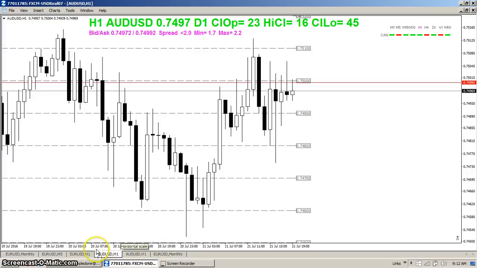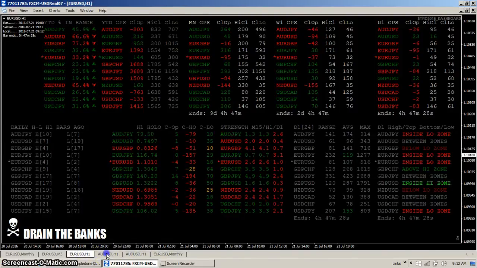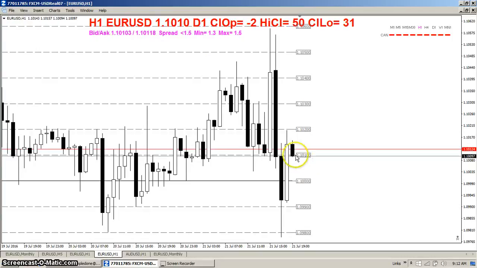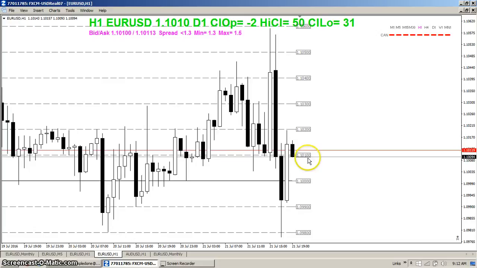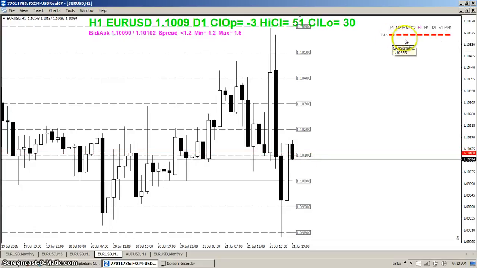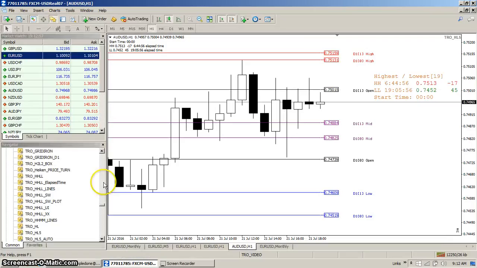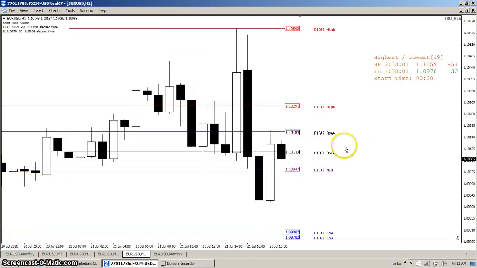But let's take a look at the euro here. We'll put the euro up on the chart. And you can see we could take a short here at 110.10. On the candle color multimeter, everything is red. We're 3 pips below the daily open. Let's look at it over on this chart. You can see it's coming through the daily open.